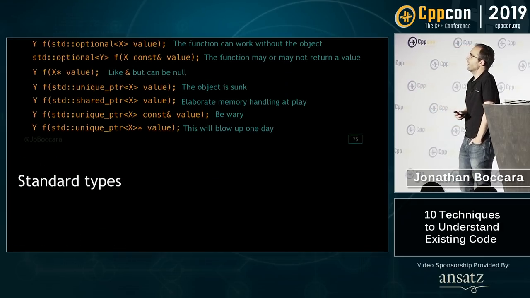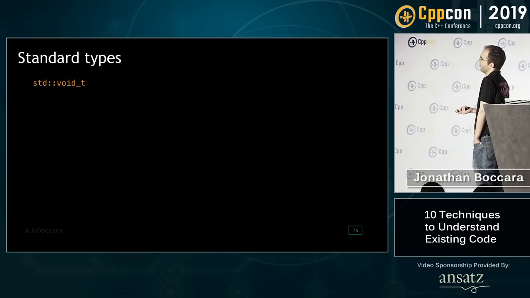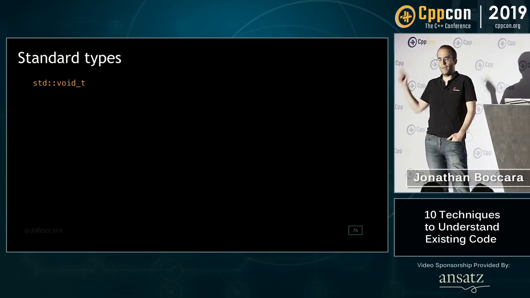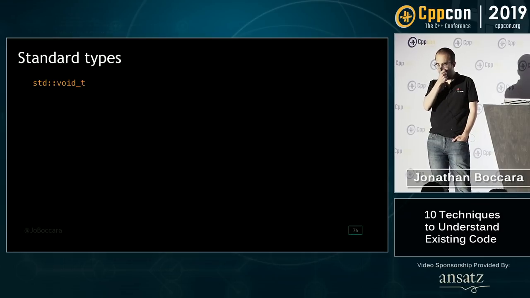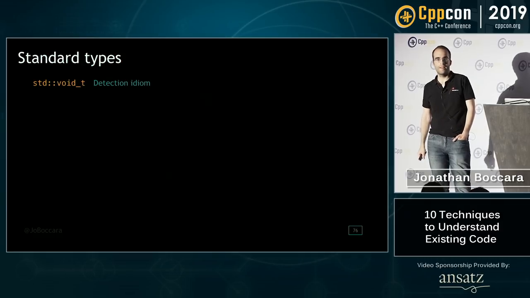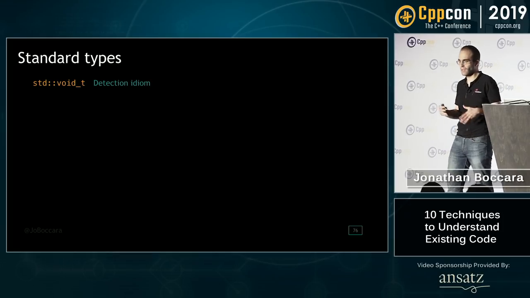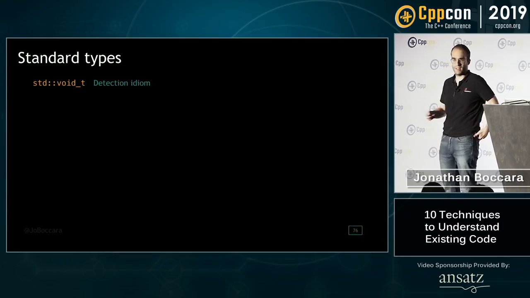Now, there are signals in other places, like standard type, for example. Now, if you see that in code, what is most likely happening? Yes, fine, probably, but to do what? Yeah, exactly. Detection idiom. Just to check if a value is compilable. No, sorry, an expression is compilable.